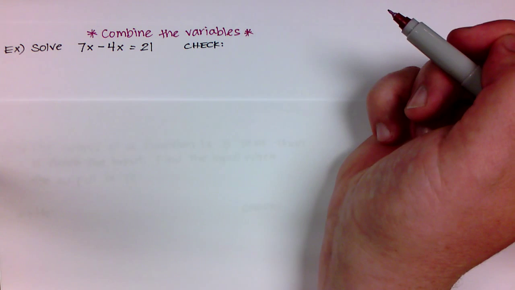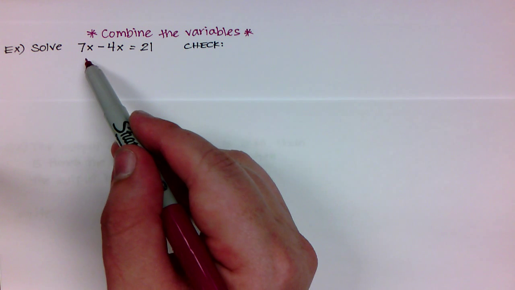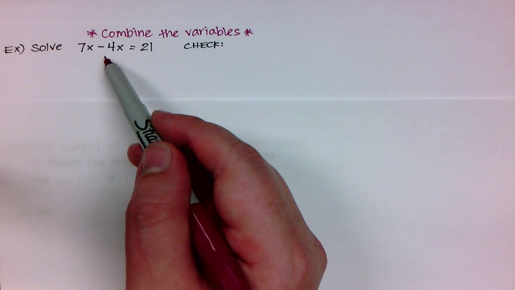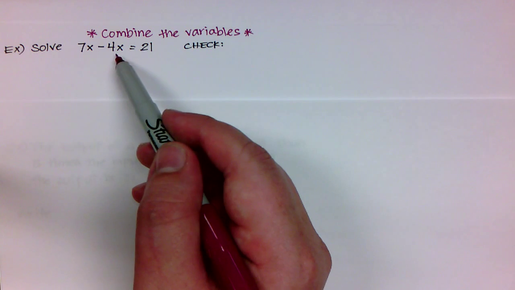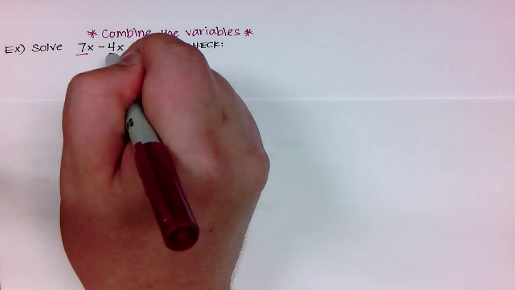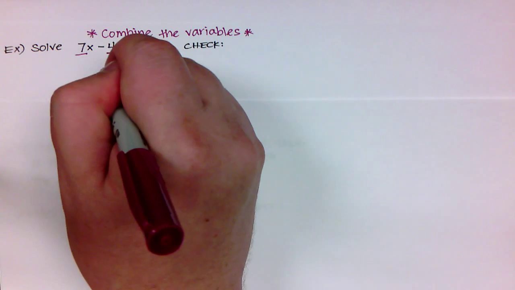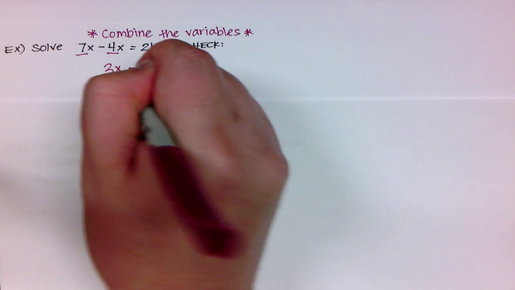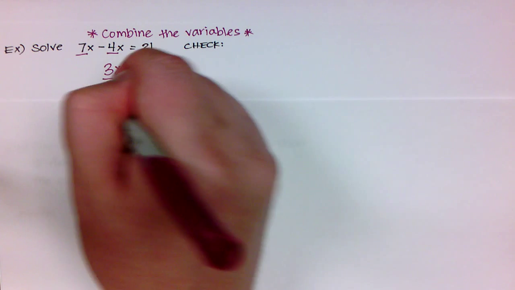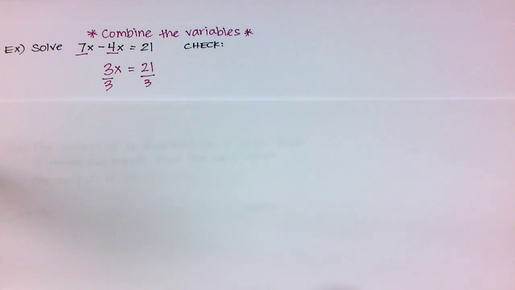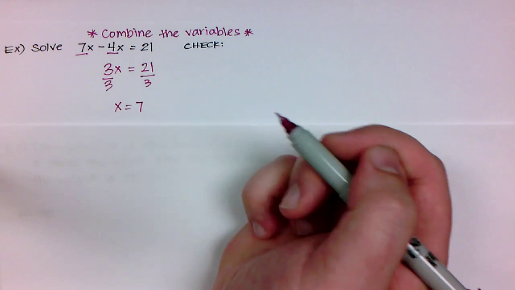Okay. I don't have any lonely numbers on this left-hand side, but I do have two different variable expressions, so I'm going to put them together. What's 7x minus 4x? Well, you just look at the coefficient right in front and subtract them. 7 minus 4 is 3x, and that's equal to the right side, which is 21. Now I have a one-step equation. Divide by 3, divide by 3, and we're going to find that x is equal to 7.